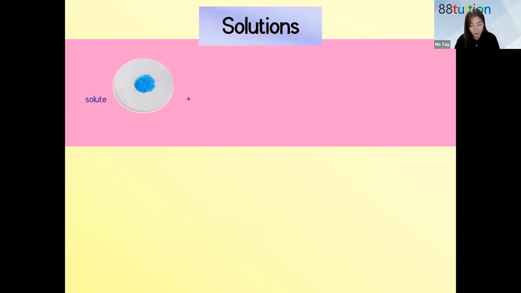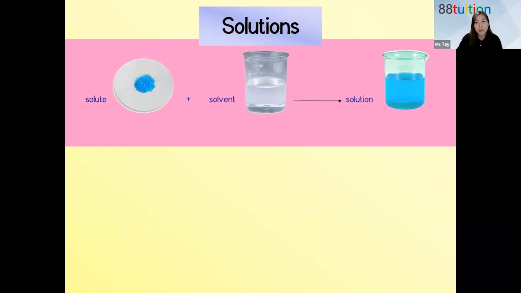Now let's start off with solution. I'm going to introduce these three terms to you: solute, solvent, and solution. Very simply, we dissolve solute in solvent in order to get a solution. Solute will be these blue crystals here in this example. The solvent here likely is water. When I pour the solute into the solvent and stir it, and I see that the solute dissolves completely, I get a solution. This is a light blue solution.